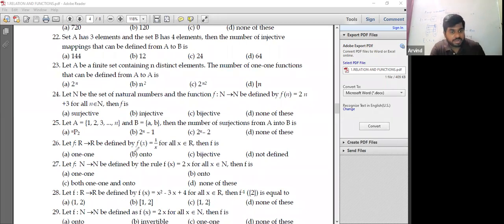Okay, let f be a function from R to R defined by f of x equals 1 by x for all x belongs to R. Then f is one-one, onto, bijective, or not defined? Make it fast. I'll solve up to the 30th question, then I'll leave you.